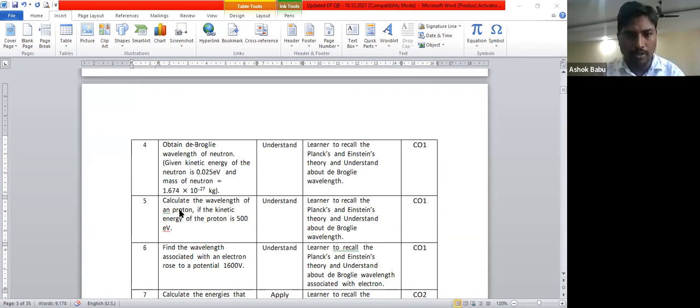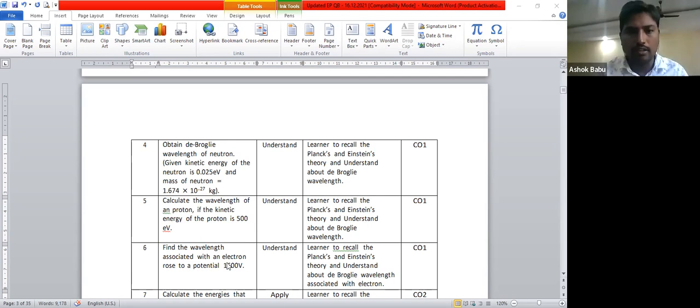And coming to the fifth one, calculate the wavelength of a proton if the kinetic energy of the proton is 500 electron volts. Again, one more problem in terms of kinetic energy only. Here 500 electron volts is given. We know the proton mass, so substitute the mass of the proton and the kinetic energy of 500 electron volts, again converting into joules.